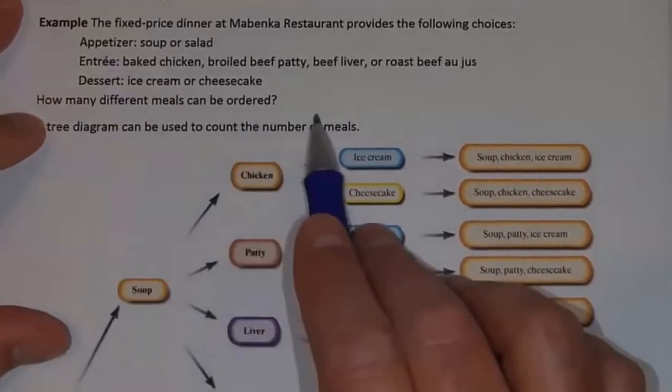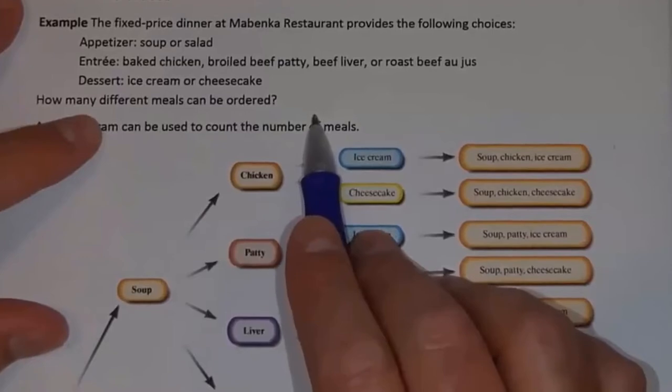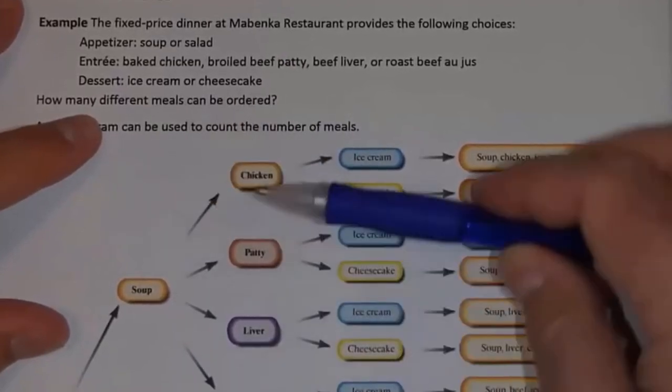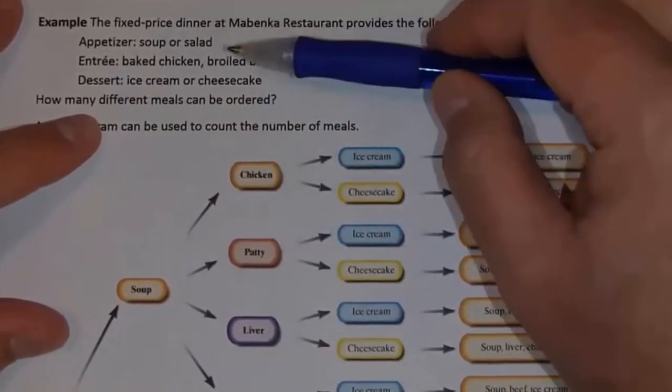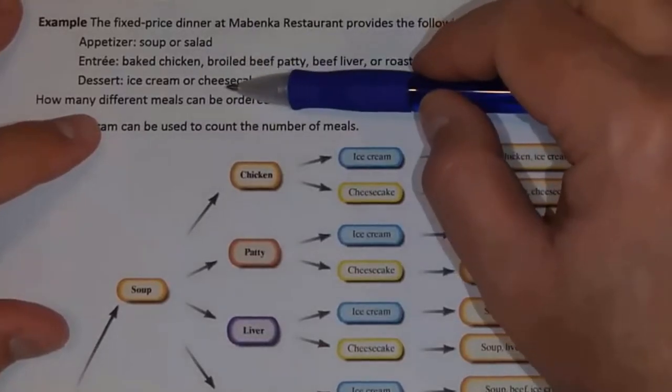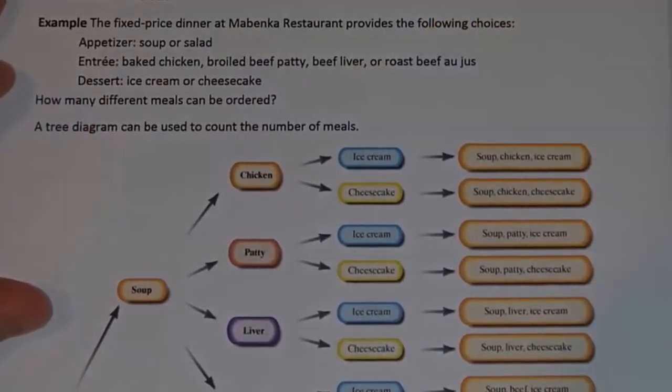Now the question is, how many different meals can be ordered? Now for this question, we are assuming that you have to order an appetizer, you have to order an entree, and you have to order a dessert. So if you're going to get one of each item, meaning one appetizer, one entree, one dessert, then how many different meals are possible? Well, one way that we can determine the number of meals possible is by creating a list. And a tree diagram can be used to help count the number of meals.